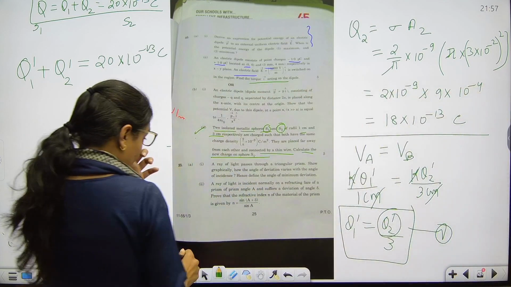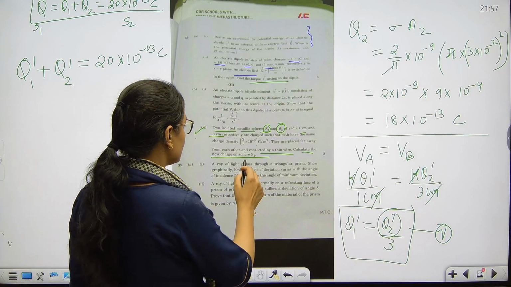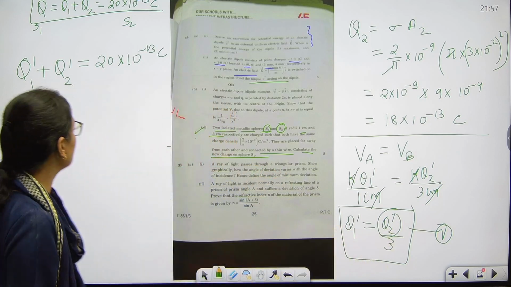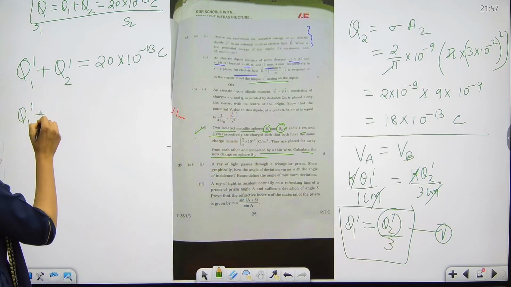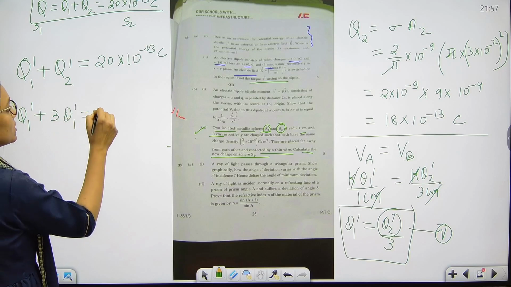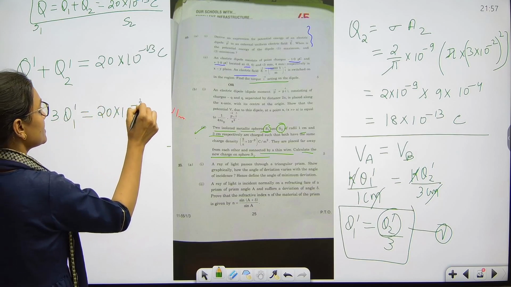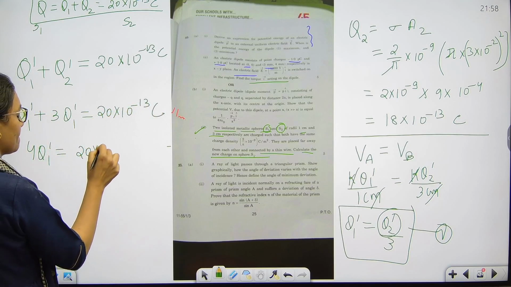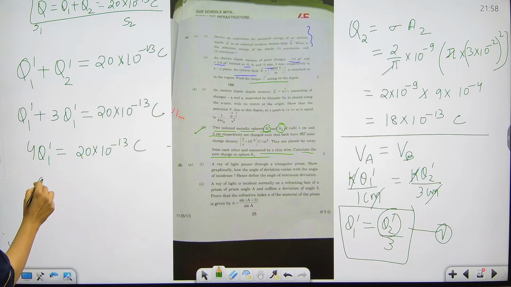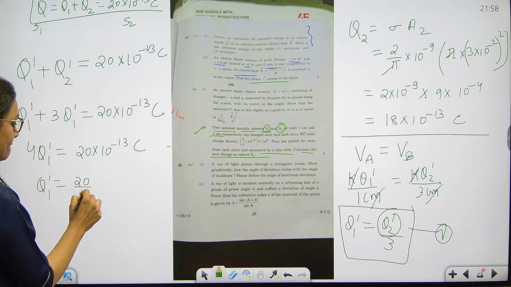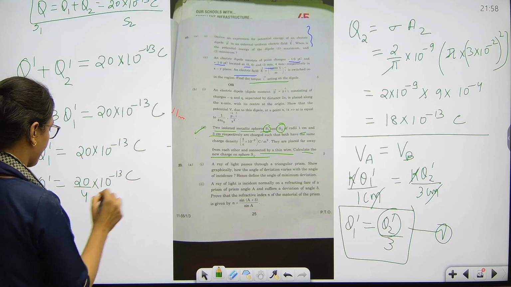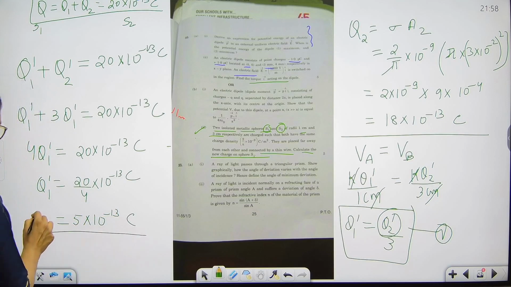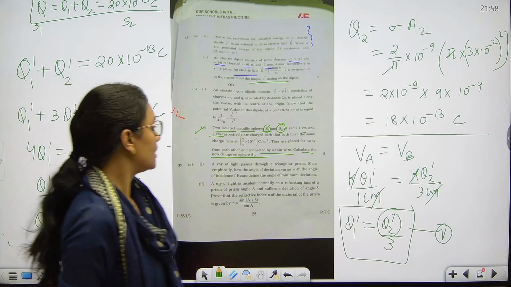What is the charge we have to calculate? The charge on sphere S1, meaning Q1 value we have to find. So we just replace Q2 dash. Q2 dash is 3 times Q1 dash. So Q1 dash plus 3 times Q1 dash is equal to 20 into 10 to the power minus 13 coulomb. 4 times Q1 dash is equal to... this is the new charge on the first sphere.